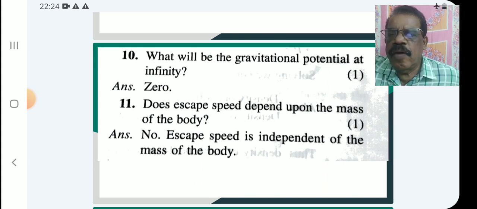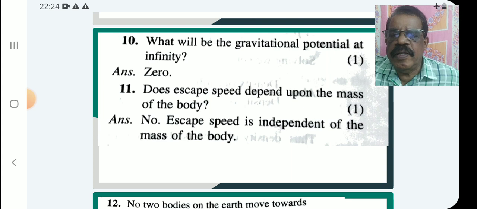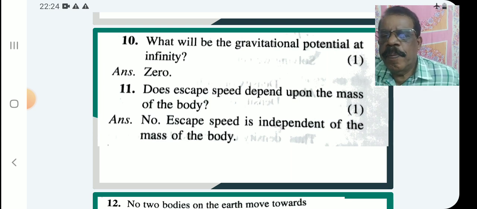Number 11. Does escape velocity depend upon the mass of the body?